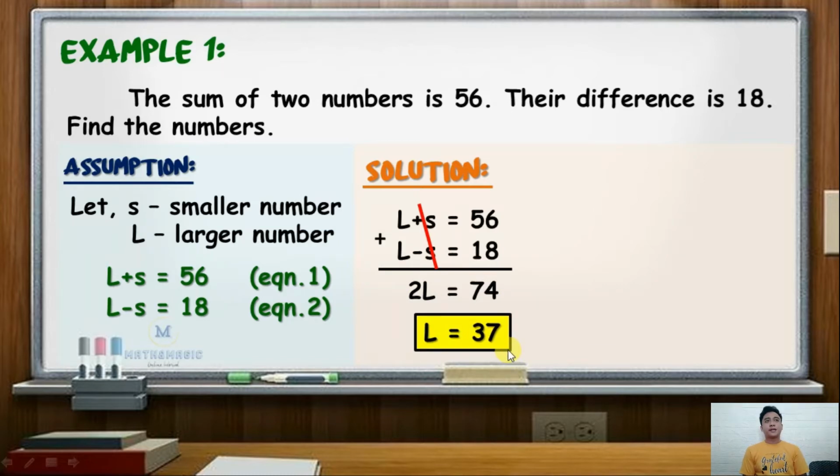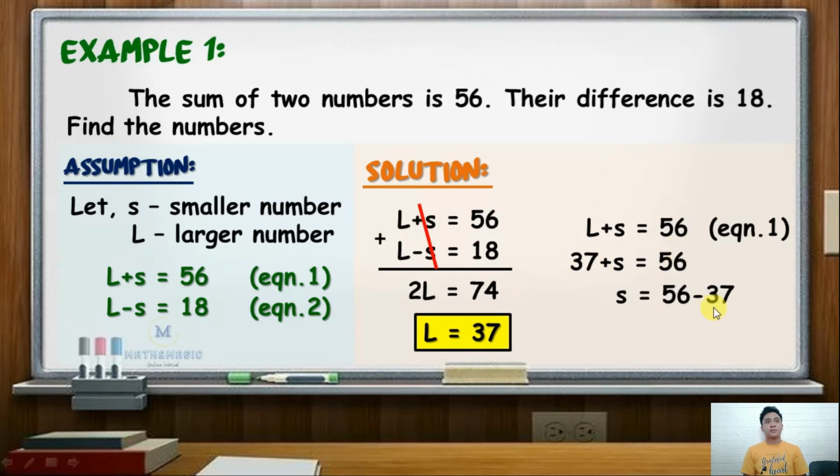Now using the first equation, L plus S equals 56. To solve for the smaller number S, it will be 37 plus S equals 56. Transpose 37 to the right side, that will be negative 37. Getting the difference of 56 and 37, S is now equal to 19.